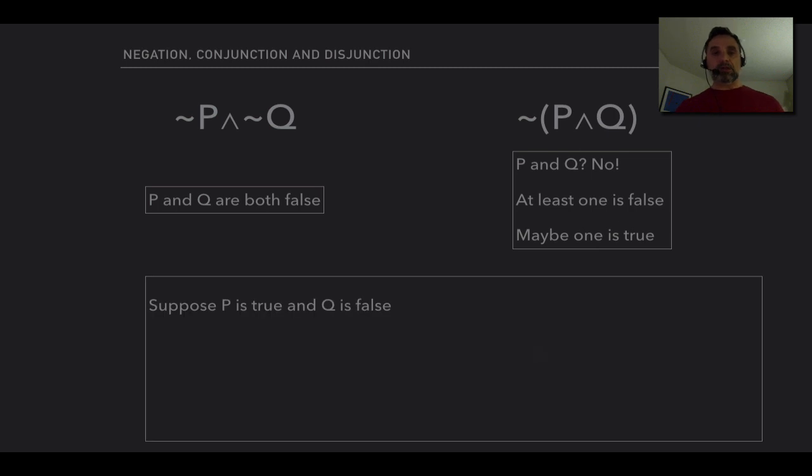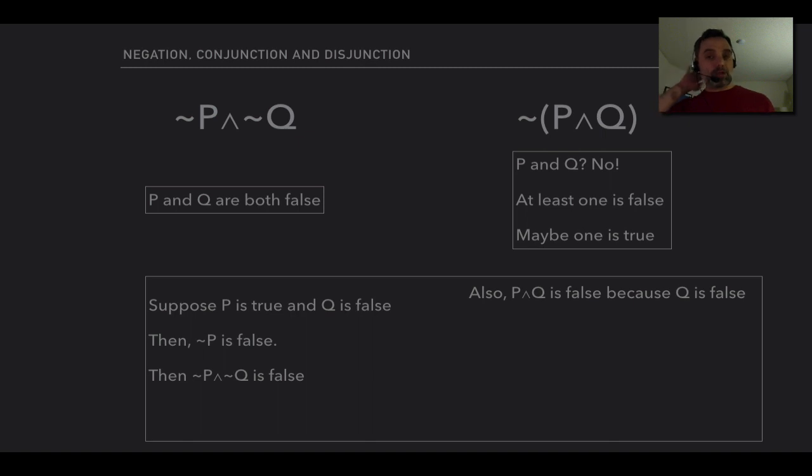So let's suppose that P is true and Q is false. Well, that means that negation P is false. If P is true, then negation P is false. So negation of P and negation Q, that conjunction, is false because its left conjunct is false. On the other hand, P and Q is false. Why? Well, Q is false. And so negation of P and Q is true.